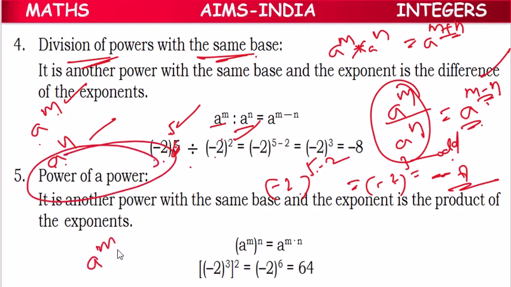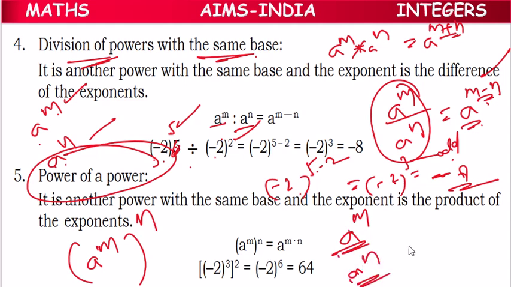Next, power of a power. Means we have power m, then again whole power n. If we have a power m with a power n, it is another power with base a. So a power m whole power n is also a power of a, whose exponent is the product of the two powers, a power mn.